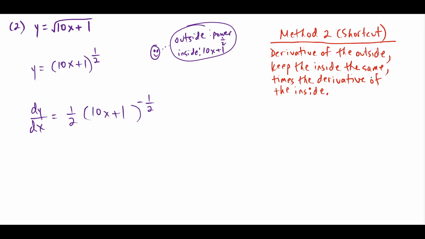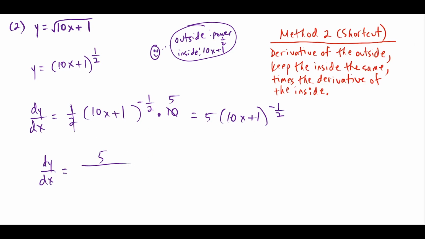Then the last thing we do is multiply or times the derivative of the inside. And if you look, the inside is 10x plus 1, and the derivative of 10x plus 1 is just 10. So now to simplify things a bit, we can multiply 1/2 times 10, which is 5. And now this is going to be equal to 5 times 10x plus 1 to the negative 1/2 power. If we want to rewrite our answer a little bit different here, we could write this in radical form.